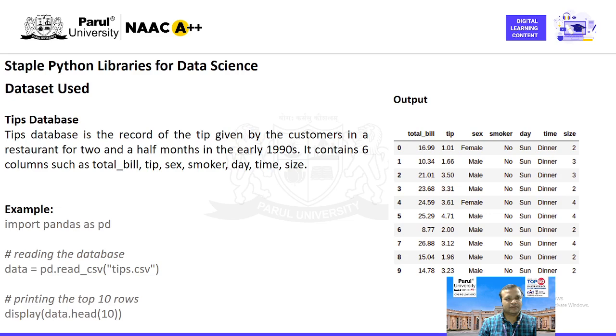Staple Python libraries for data science. The dataset used here is the tips dataset. The tips dataset is the record of the tips given by customers in a restaurant for 2.5 months in the early 1990s. It contains 7 columns: total bill, tip, sex, smoker, day, time, and size.